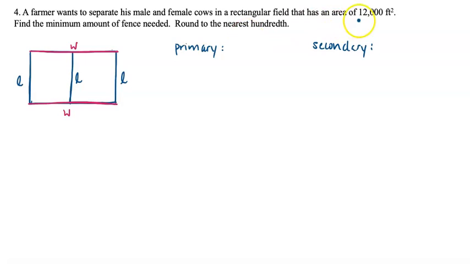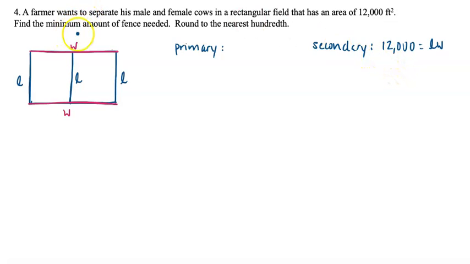So I'm given that this is a rectangular field with an area of 12,000 feet squared. Let's start there. Area, which is equal to, instead of calling this area, let's just call this 12,000 feet squared, is equal to the length times the width. In this case, my area is the constraint, so that'll be the secondary equation.